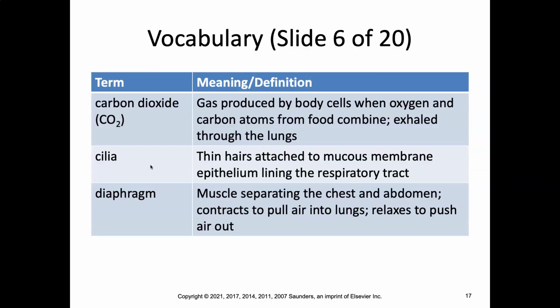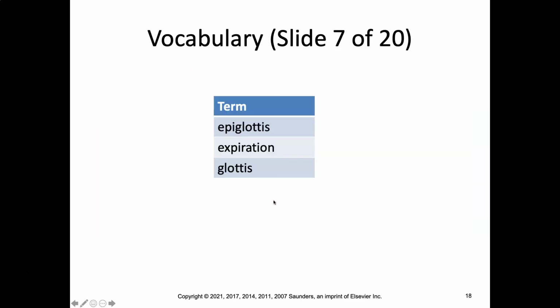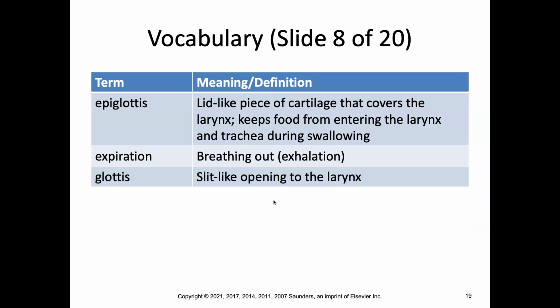Carbon dioxide, cilia, diaphragm. Your diaphragm, it's that muscle that separates the chest and abdomen, and it contracts to pull air into the lungs and relaxes to push it out. So make sure you know this. This will be very important. Hint, hint, hint. All right, epiglottis, expiration, and glottis. Difference between epiglottis and glottis, okay?